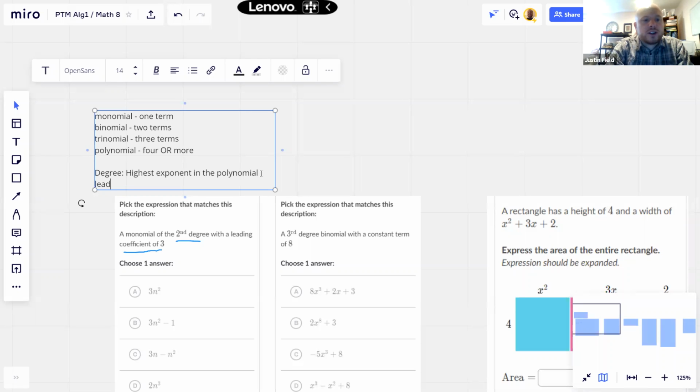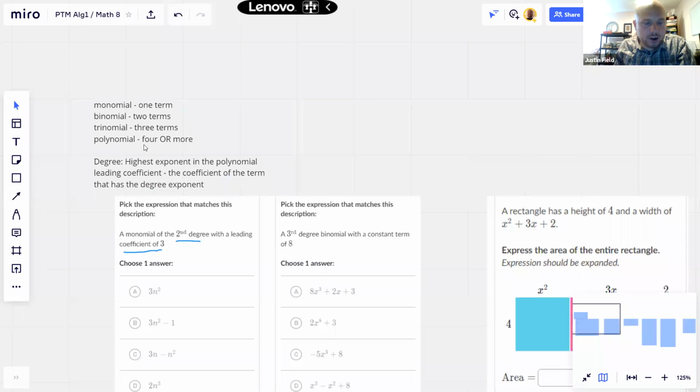And leading coefficient. So you should know what the word coefficient is, which I cannot spell. Oh, it's right there. Coefficient. I got it. The leading coefficient is the coefficient of the term that has the degree exponent. All right. A little bit of a rough start here, but let's try to pick it up.